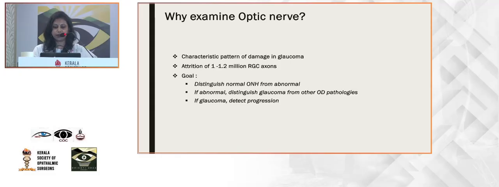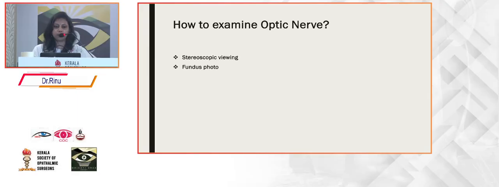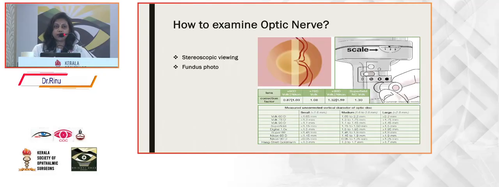to the brain. So the goal of examination of the optic nerve is to distinguish a normal optic nerve from an abnormal one. If it is abnormal, we have to distinguish glaucoma from other optic disc pathologies, and if glaucoma is present, we need to detect and watch out for progression. The gold standard for examining an optic nerve is stereoscopic viewing with the help of a slit lamp and fundoscopic lens. It's always ideal to dilate the fundus and to obtain a fundus photograph so that we can compare it with the previous visits.